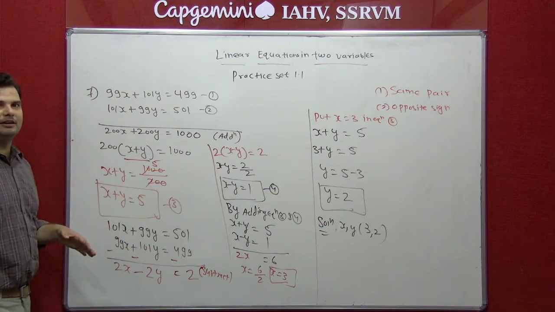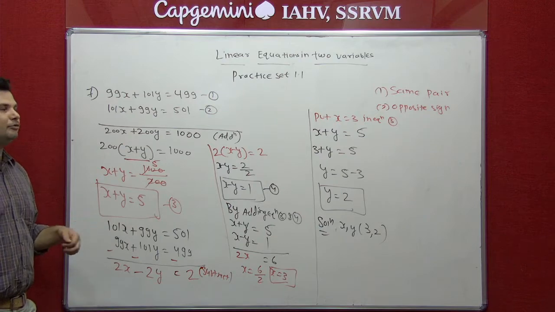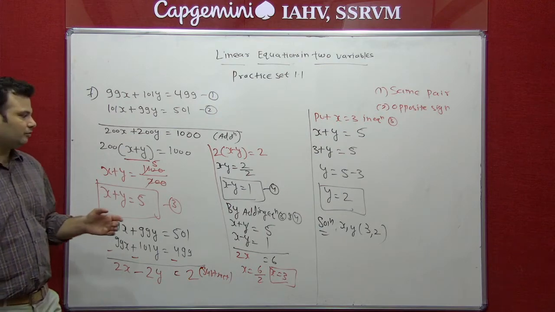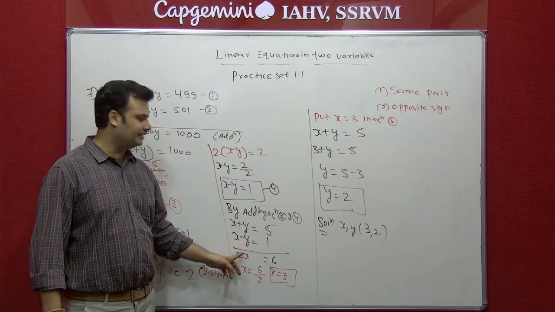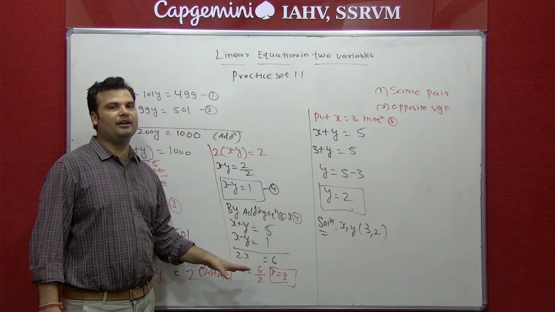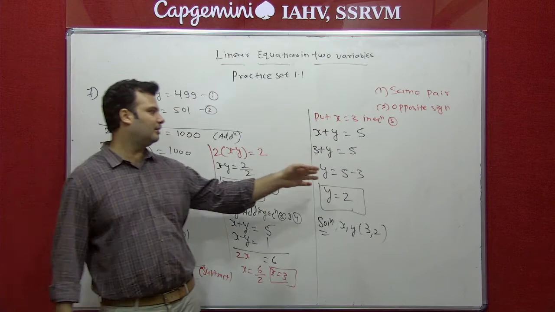Again we have two equations, that is x plus y and x minus y, and already in opposite sign and same pair. So we can add this. So y and y get cancelled. So 2x equal to 6, x equal to 3. So we have one variable, that is x, and we can put it in either equation 3 or 4. You will get the answer of y.